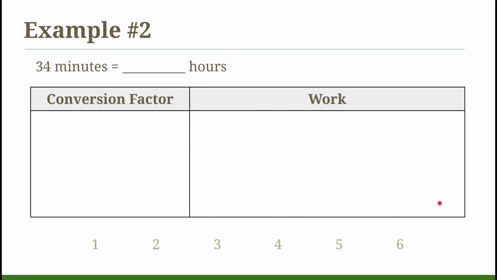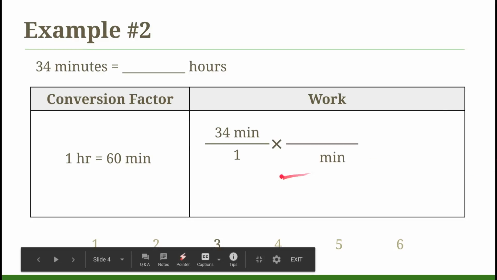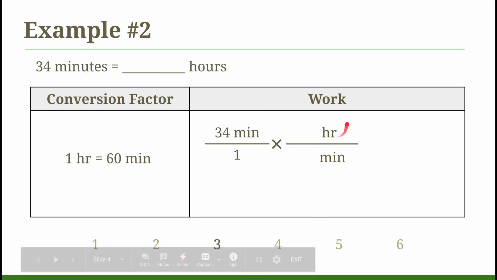In our second example, we'll be trying to convert 34 minutes to hours. And so first we're going to write our given number in units over 1. Then we're going to find the conversion factor that's appropriate for this problem. We'll then write down the conversion factor with the same given units here on the bottom and the other units from the conversion factor on the top.